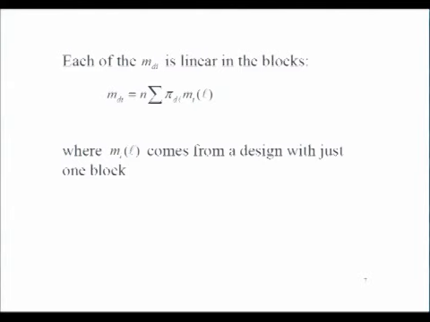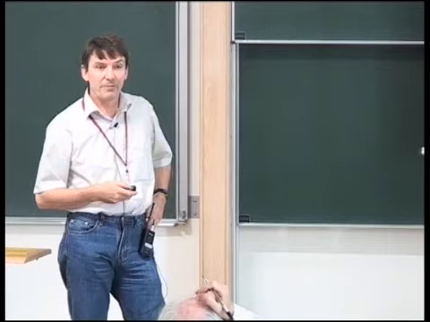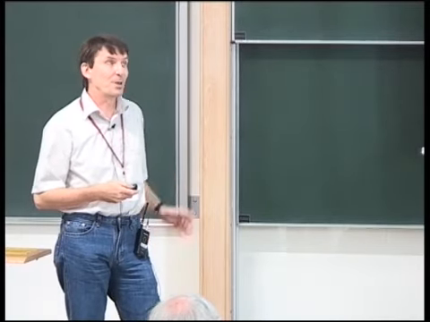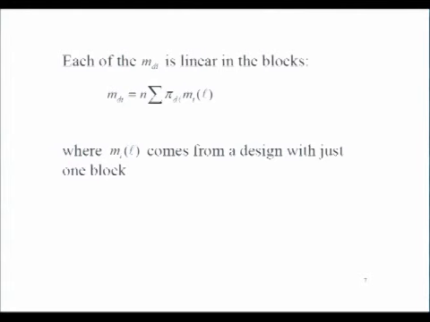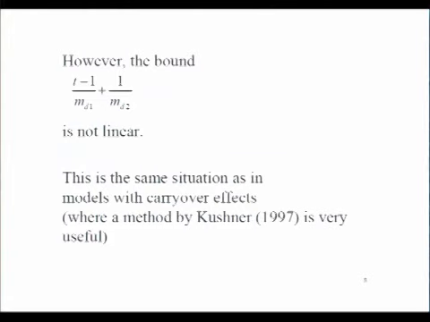And the nice thing is that each of these two parameters, which we have for the function that we try to minimize, is linear in the single blocks. So we can calculate this parameter for the whole design by calculating the corresponding thing for each single block and then taking the convex combination of them. However, the bound that we actually want to minimize is not linear because it's a nonlinear function of these two parameters.